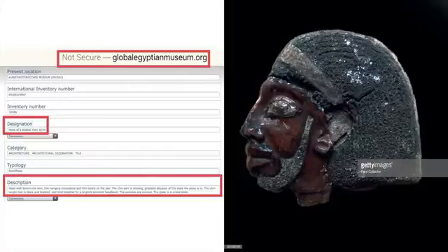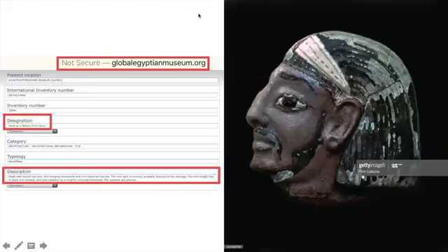You can find this at the Global Egyptian Museum.org. The description, as you can see right here, is "head of a Bedouin from Syria," and it says, "head with brown red skin," and it goes into the rest of it. But yes, this is from ancient Egypt.